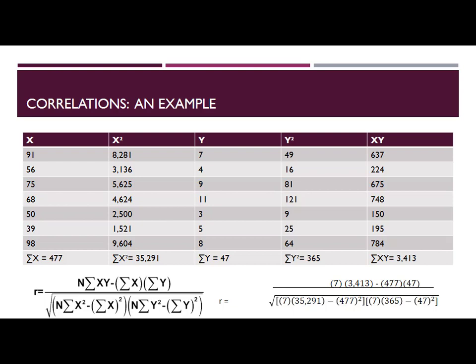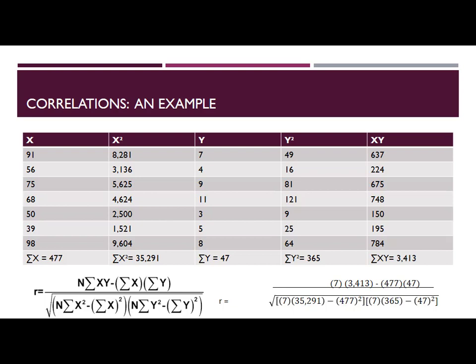So if I added an extra row at the bottom, you can see that I have underneath the x column now the sigma x, which again I just added 91, 56, 75, 68, added them all up, and I got a total of sigma x equals 477. Okay, same thing for the x squared column. I found 8,281 plus 3,136, added them all up, got a pretty large number at the bottom. So the sigma of x squared is 35,291. Okay, I did the same exact process for the y squared column and the xy. So now I've got sigmas for each and every one of these.